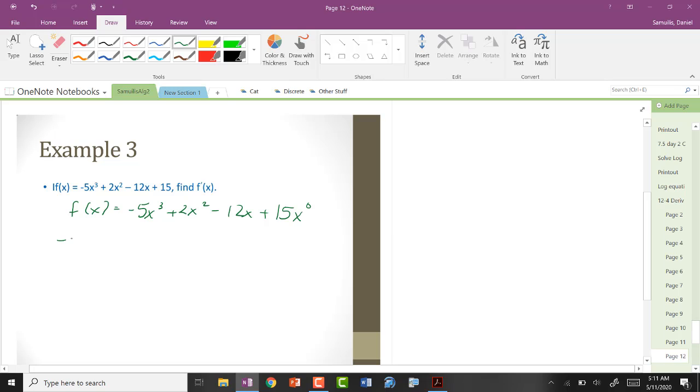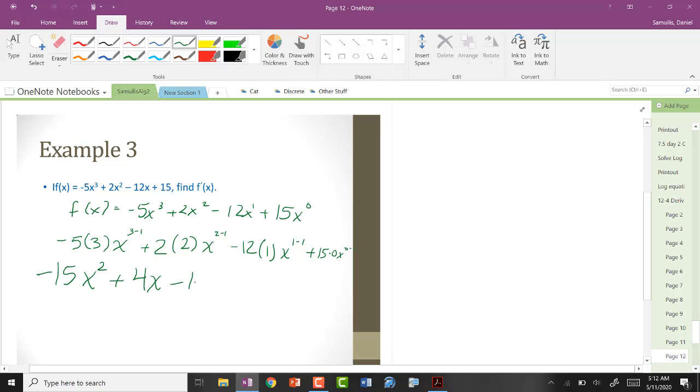Okay, so we have a -5 out in front. I'm going to drop the exponent of 3. So then that means I have 3 minus 1. I have a 2 out in front. I'm going to drop the exponent of 2. And then I have 2 minus 1. I have a -12 out in front. This is an exponent of 1, so I'm going to multiply that by 1. That gives me 1 minus 1. Plus 15, the exponent of 0 is getting dropped, and then 0 minus 1. Okay, so I end up with -15x squared plus 4x minus 12.